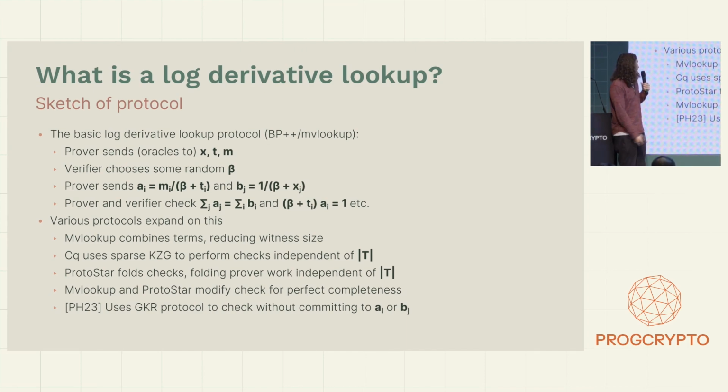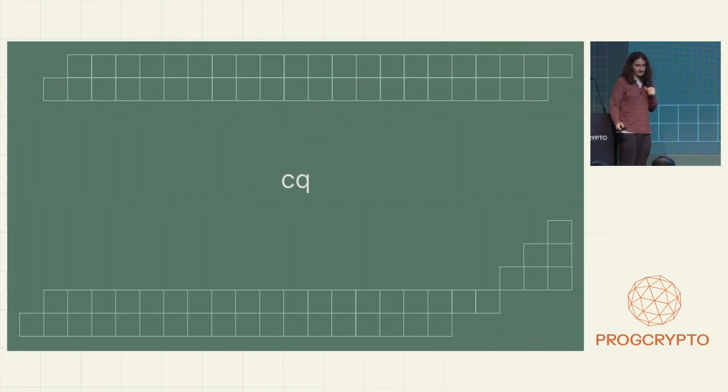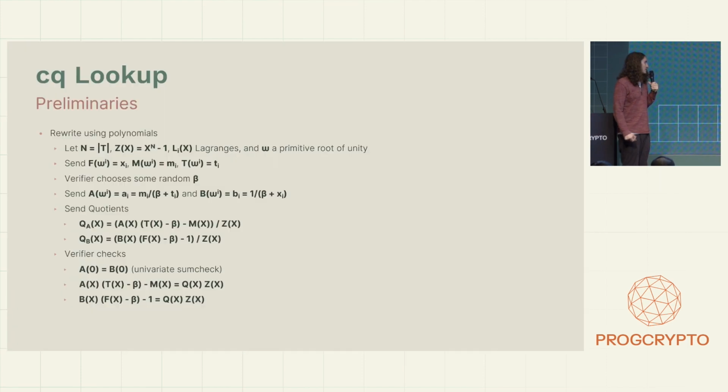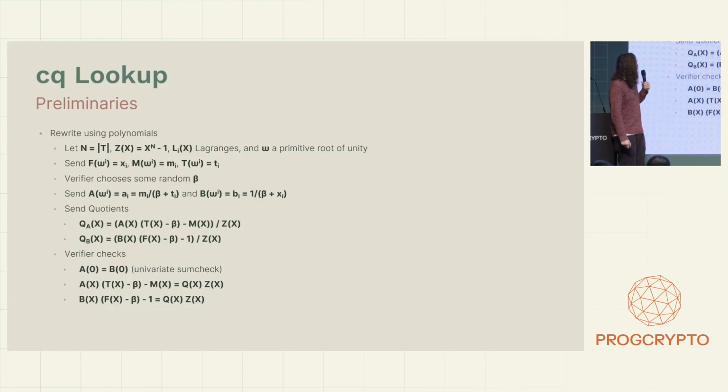So yeah, this is sort of the high-level outline, and then now we'll talk maybe a little bit about CQ specifically. So CQ stands for cached quotients. Yeah, so just some preliminaries.